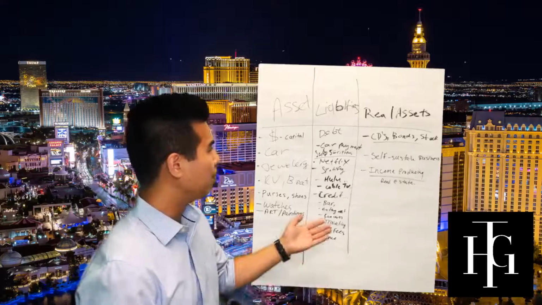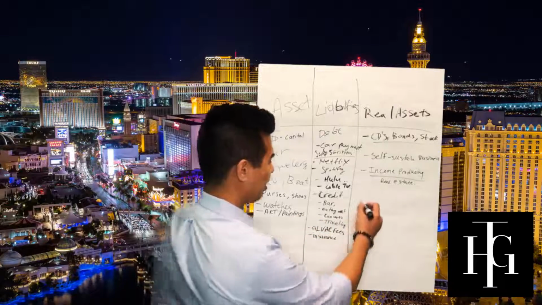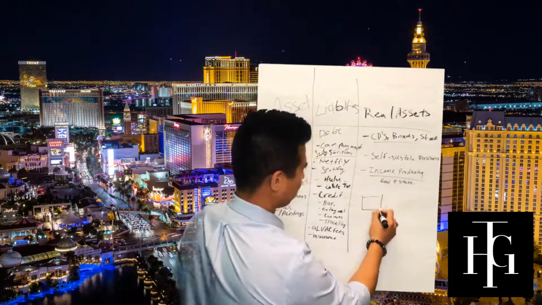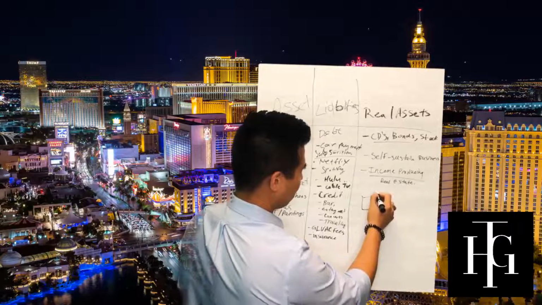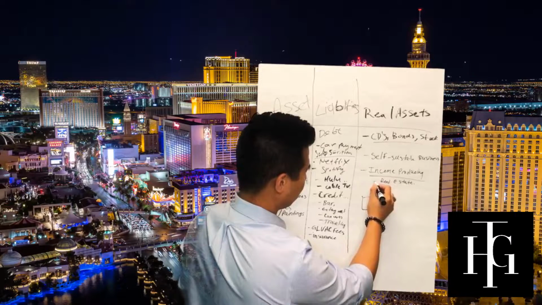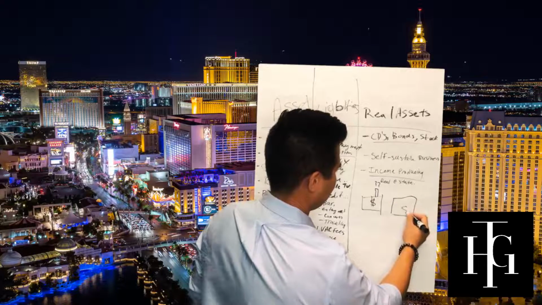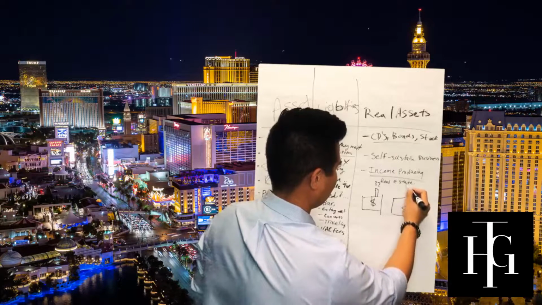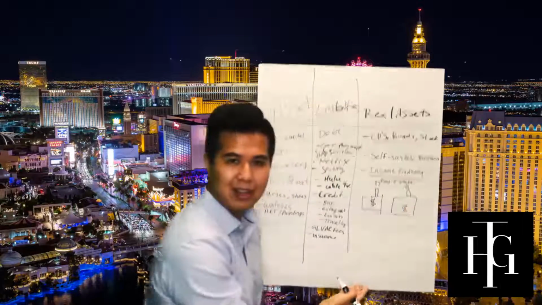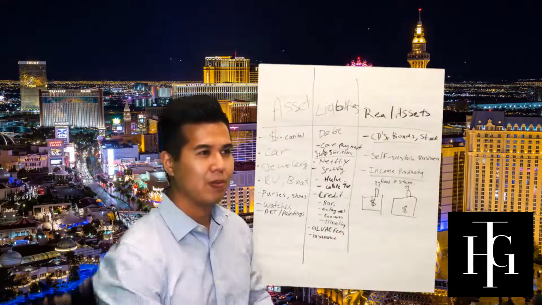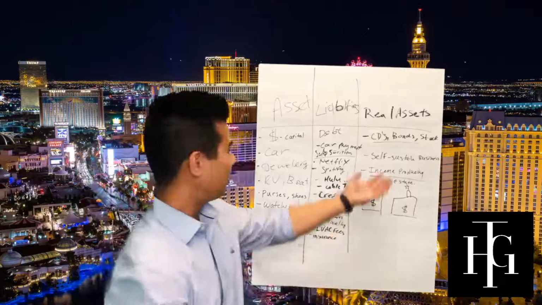You want to think about these real assets as a money factory. It's a factory of money. Money factories. Wouldn't that be great if you could just print money and make money exponentially? That's what a real asset is.